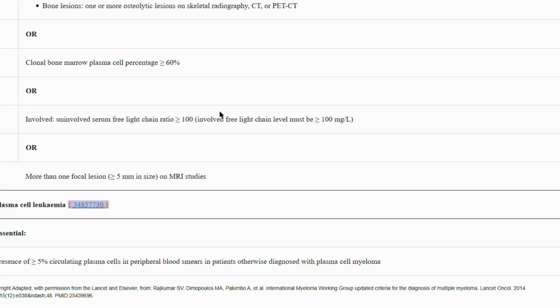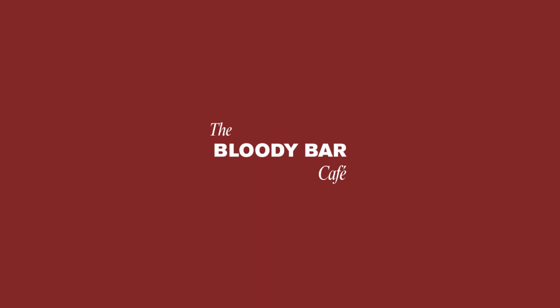For plasma cell leukemia, as said before, the essential criteria is the presence of 5% or more circulating plasma cells in peripheral blood smears in patients otherwise diagnosed with plasma cell myeloma.